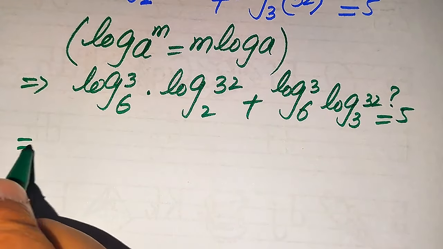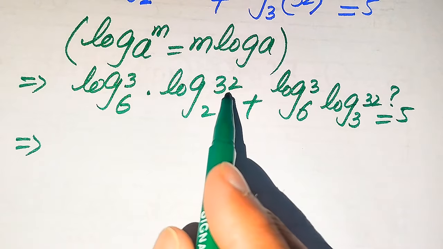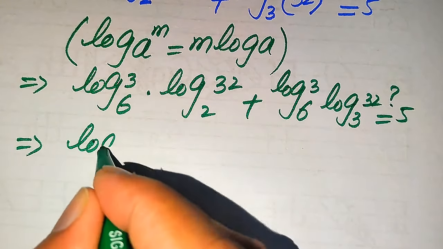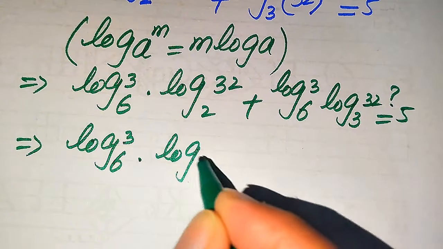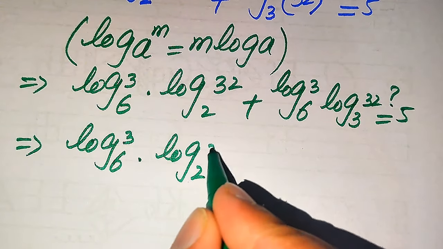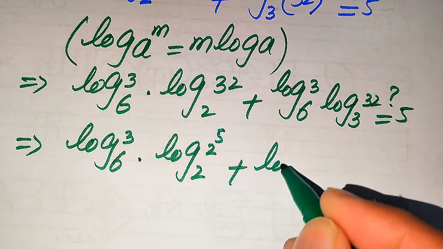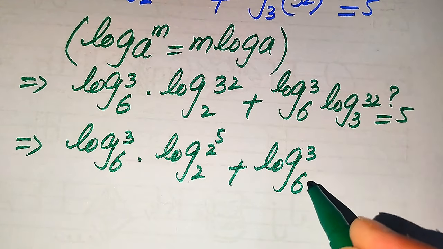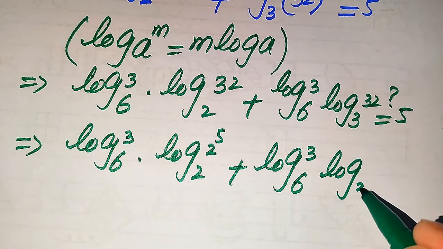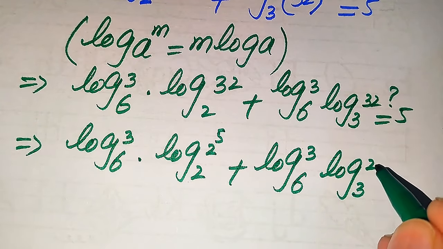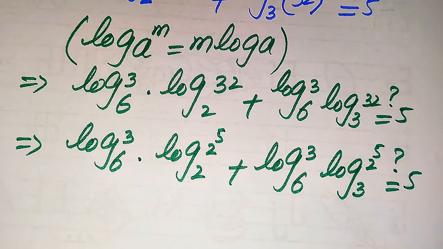Here we first write this 32 as 2 to the power of 5, and it will be written as log of 3 with base 6 multiplied by log with base 2 of 2 to the power of 5, plus, in the same pattern, log of 3 with base 6 multiplied by log with base 3 of 2 to the power of 5, and we check whether this is equal to 5 or not.